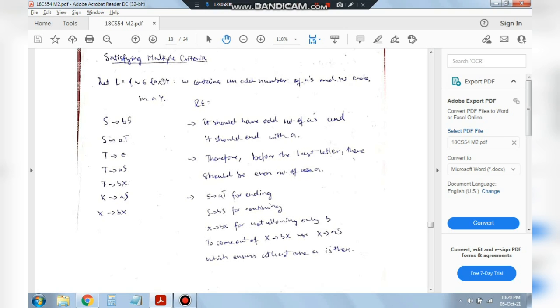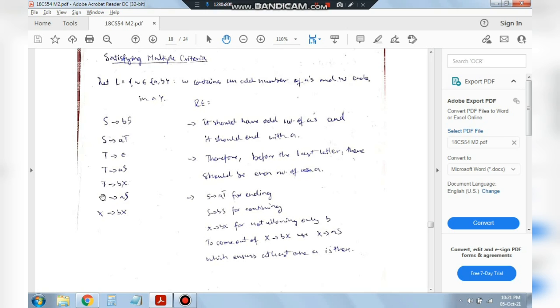Also we have to include the criteria for B. For B, T goes to BX, and X goes to BX again, means X will not be the criteria for ending the loop, otherwise only B will be there. That should not be possible because W contains an odd number of A's, so at least one A should be there. To ensure one A is there, we'll pass X through AS, then only it will be possible to end the string. If it goes through AS, then it will go from S to T, then from T it will go to epsilon. So at least one A will be confirmed.